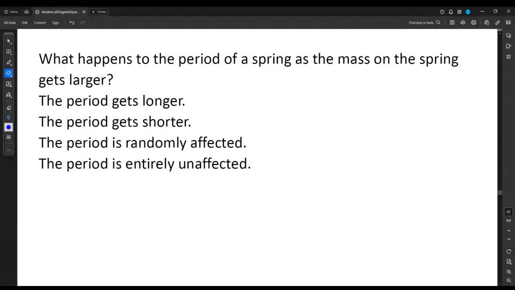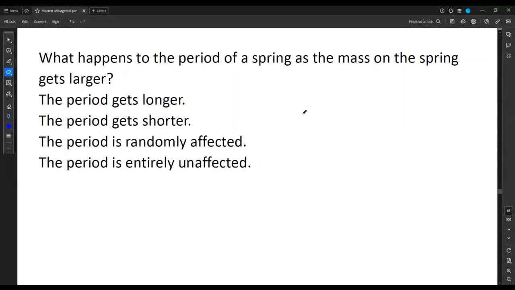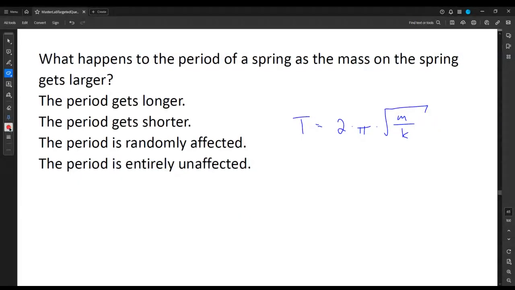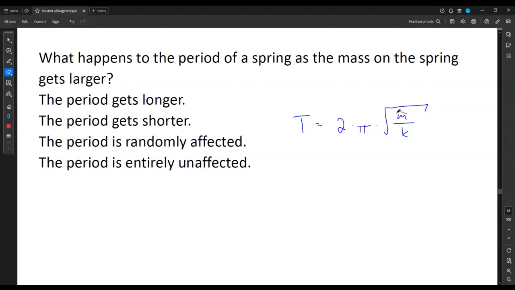Okay, same formula, but we want to look at it from a different aspect this time. So still 2 times pi, again from radians and talking about a full movement. Then square root of the physical characteristics. We've got the mass we're trying to move, and then basically the force we're trying to use to move it. Okay, so now this question is asking us about what happens if the mass changes.